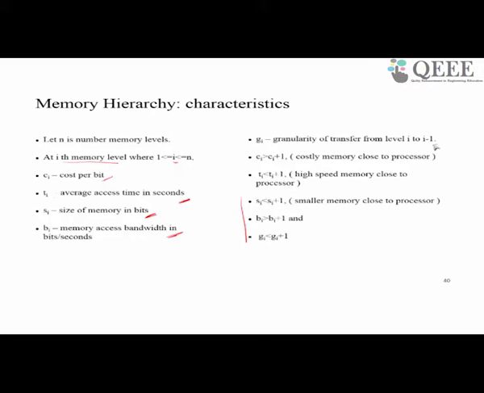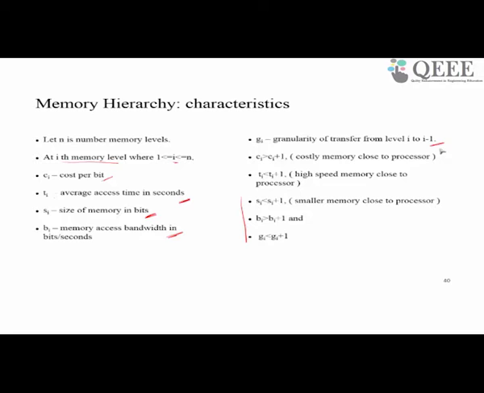Then the granularity of access. In one cycle, how many bits are being accessed? 1 bit or 1 byte or 16 bits or a block of size 1024 bytes and so on. Because some of the secondary memory storage devices are block oriented devices, okay. You can only do a transfer in terms of blocks or sectors, okay? So that decides the granularity.